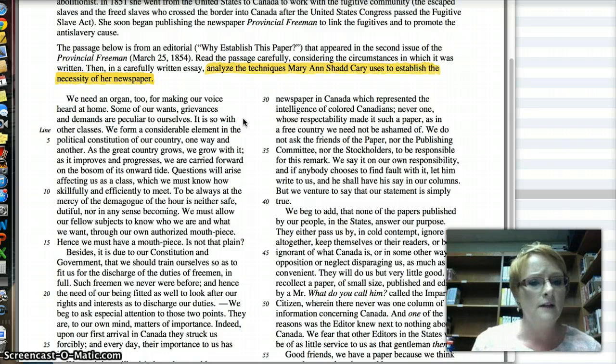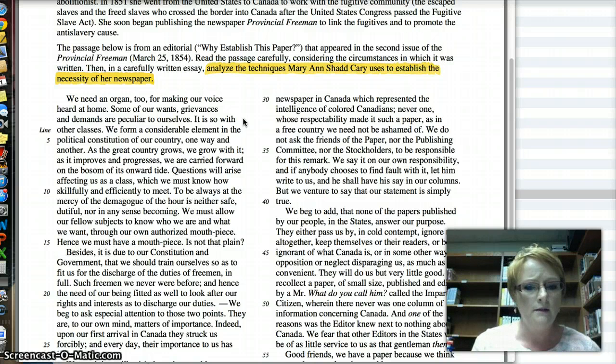Questions will arise affecting us as a class, which we must know how skillfully and efficiently to meet. To be always at the mercy of the demagogue of the hour is neither safe, dutiful, nor in any sense becoming. We must allow our fellow subjects to know who we are and what we want through our own authorized mouthpiece. Hence, we must have a mouthpiece.